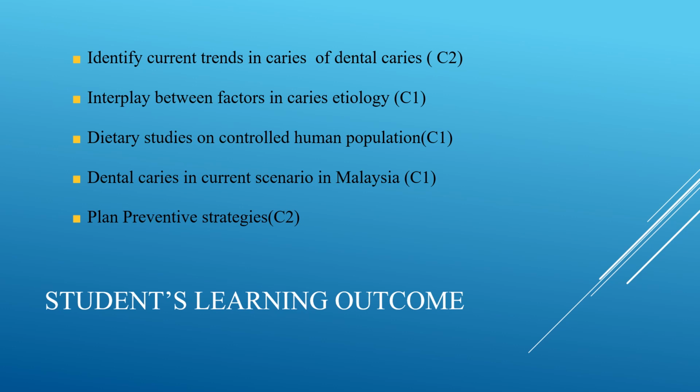The students' learning outcomes for this topic are: 1, identify current trends of dental caries. 2, interplay between factors in caries etiology. 3, dietary studies on controlled human populations. 4, dental caries in the current scenario in Malaysia. And 5, plan preventive strategies.